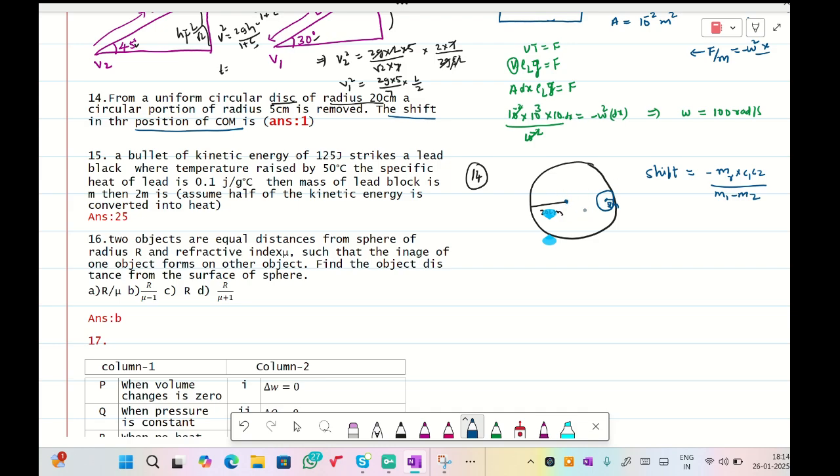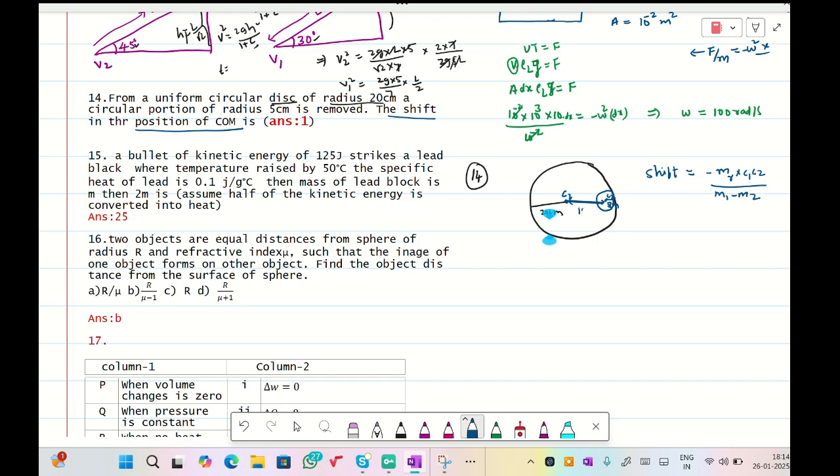Here they are removing from the periphery. Tomorrow they may remove from the same concentric center. Then C1 C2 will become 0, and there is no shift. Here they remove only a circular disc, but tomorrow they can give adding, or another shape removed. So if people got the idea about how to solve this question, the shift means the mass of the removed part into the distance C1 C2, where C1 is the center of the first disc and C2 is the center of the removed disc. So this distance.